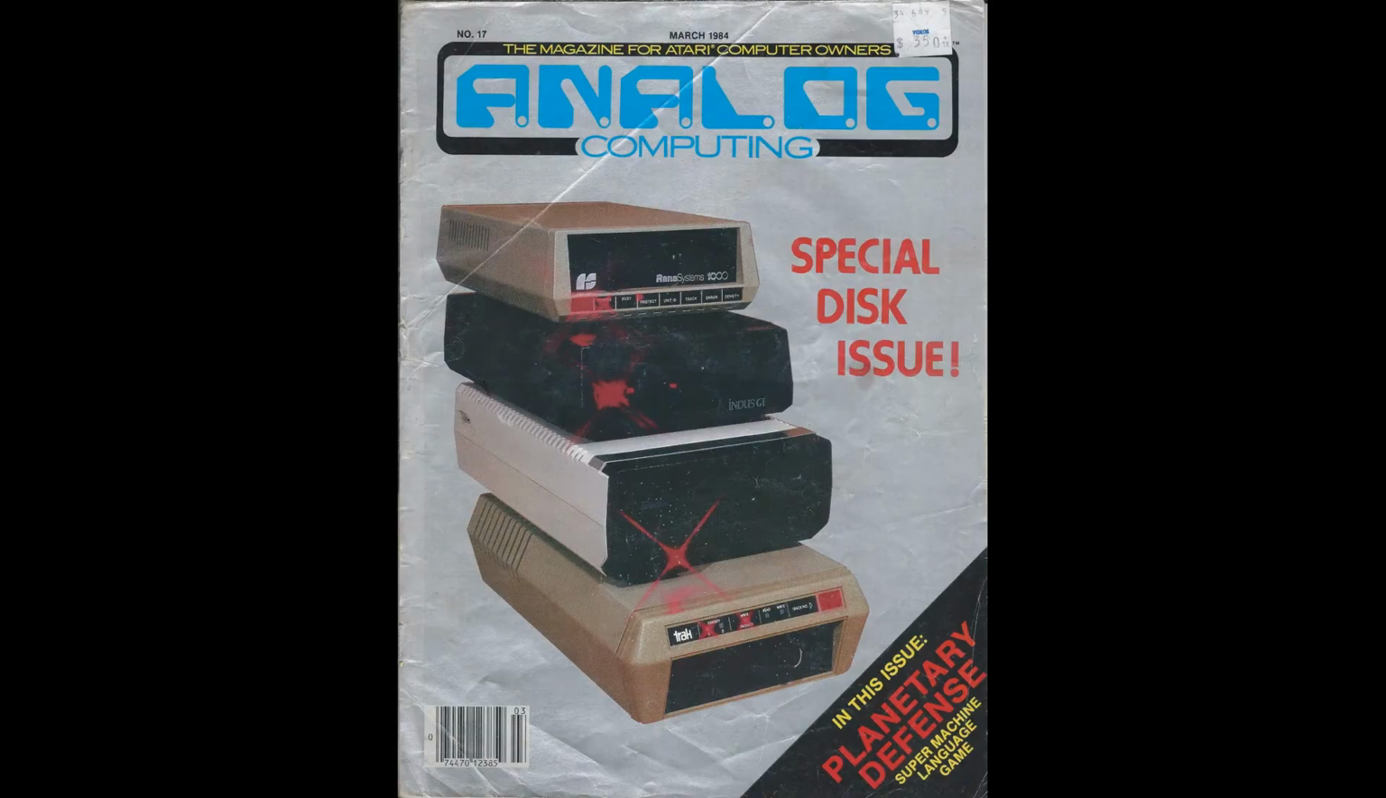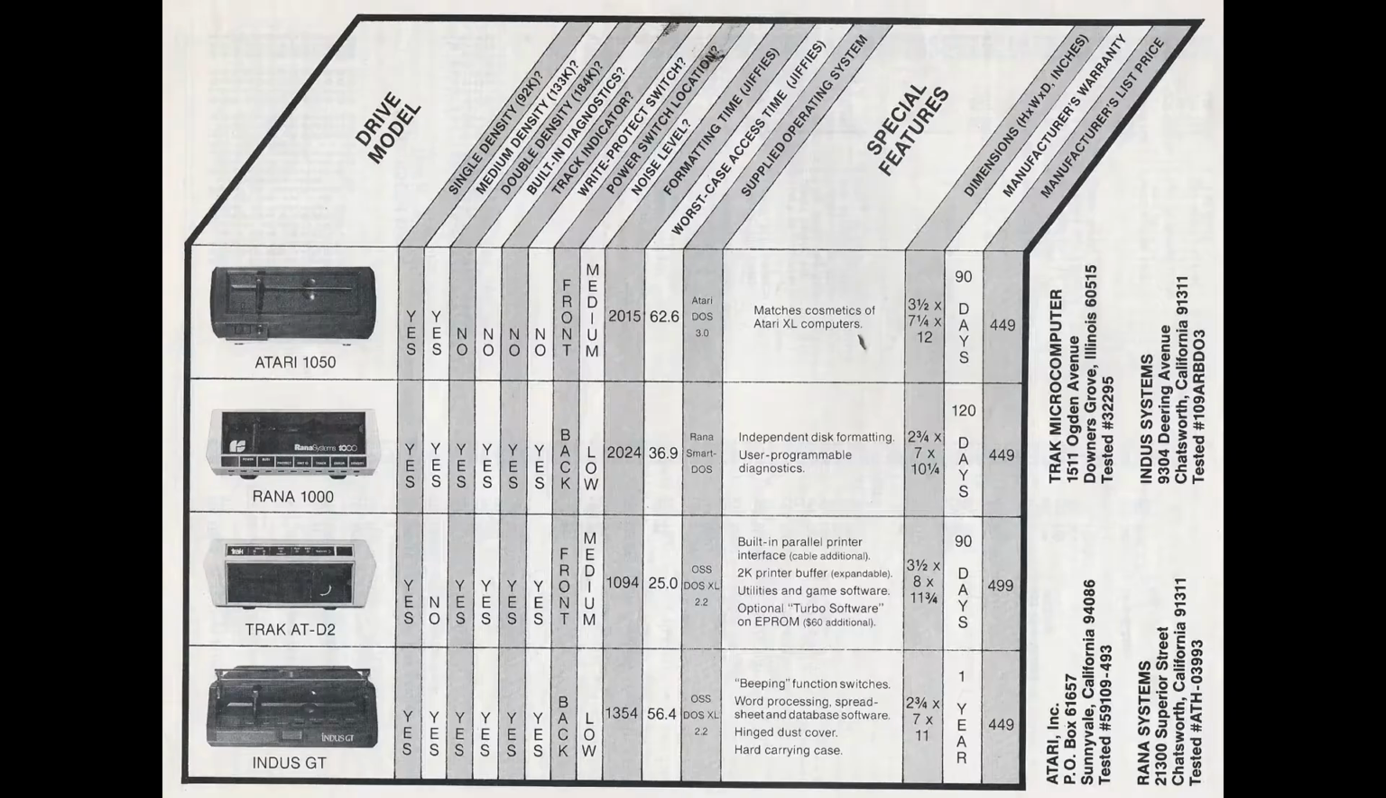And also in this episode, I've got some scans from the March 1984 issue of Analog Computing, the special disk issue. As you can see right here, we've got the Indus GT and the Atari 1050 on the front cover. There's a big comparison chart in here. I'm going to scan that in later. But I do not have the Arena Systems 1000 or the Track AT, and so we're not going to cover any of that. But let's get to it.